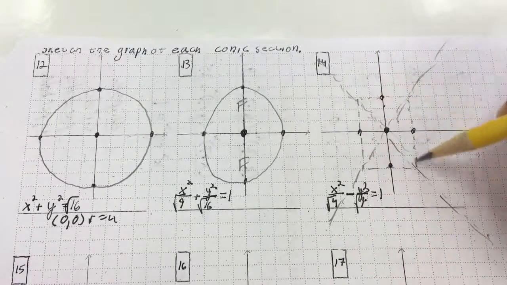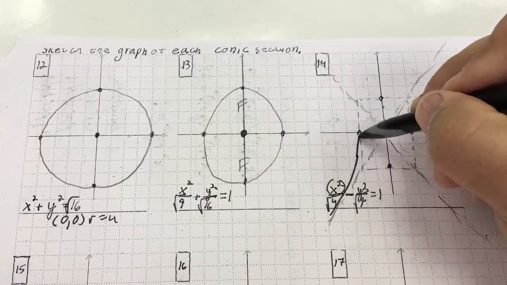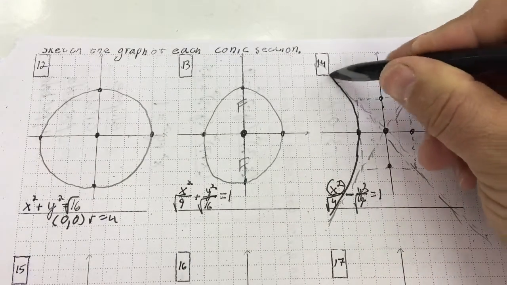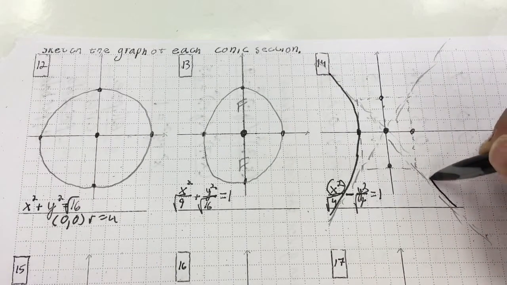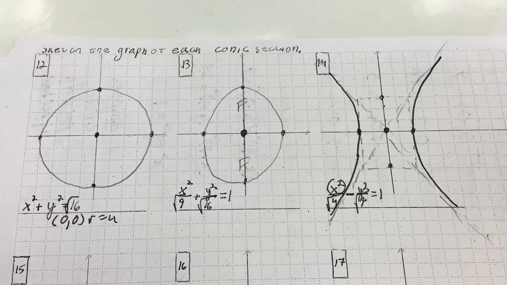Now I'm going to actually draw the curve. Because the x squared comes first, the curve is going to come along the x-axis and go through the x-axis. There's an x-intercept if x squared comes first, and no y-intercept. It goes along that and approaches the asymptote until infinity.